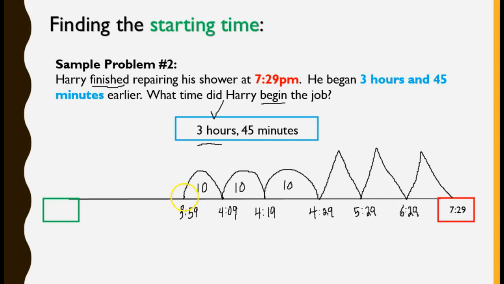So I've subtracted 30 minutes so far. Now I need 10 more. 3:49. And now I just need 5 more minutes. So subtract 5 minutes, 3:44. So I can confidently put 3:44 as the starting time. That answers my question of what time did Harry begin the job? There it is at 3:44 p.m. Wonderful.